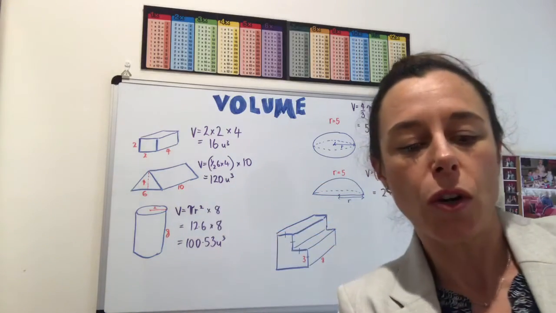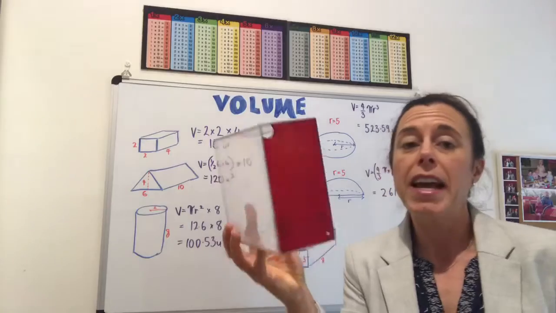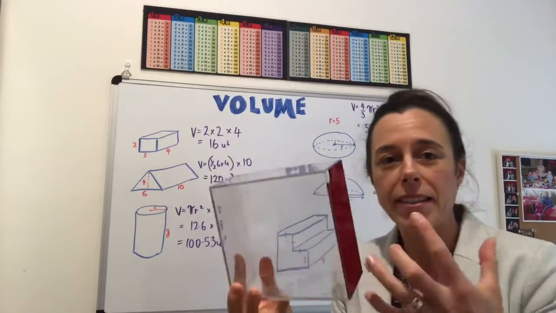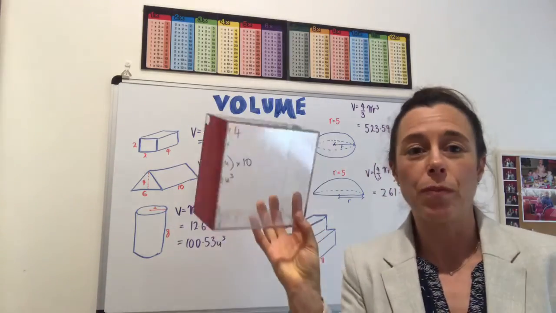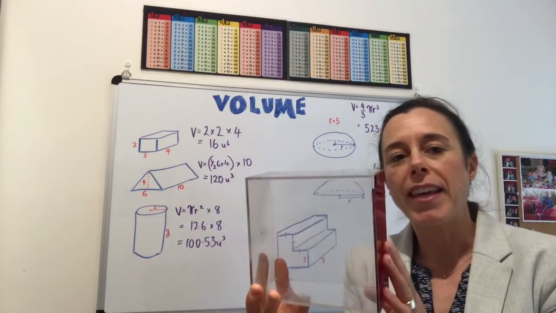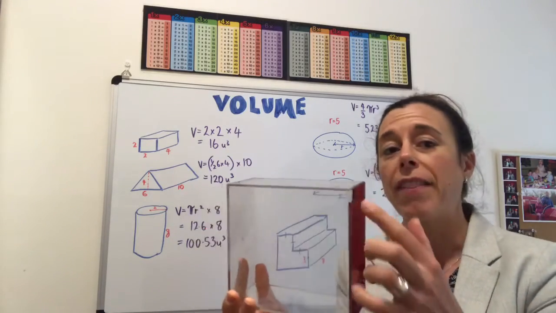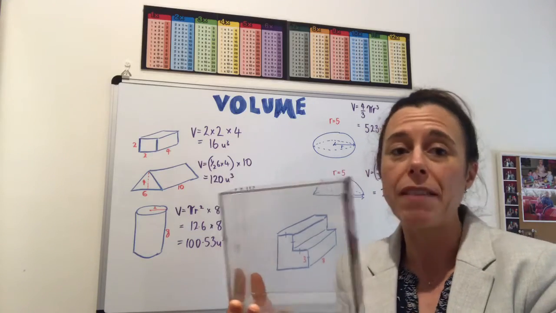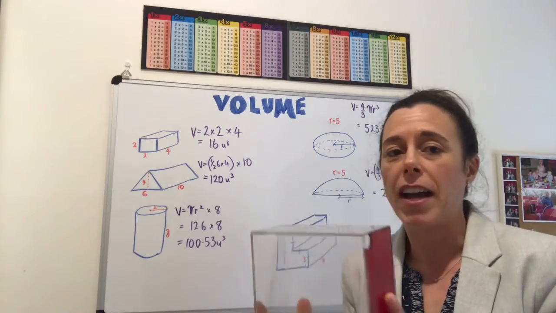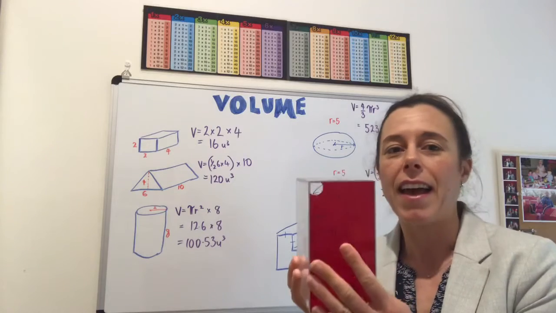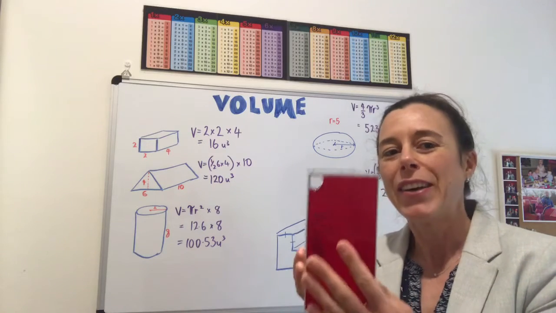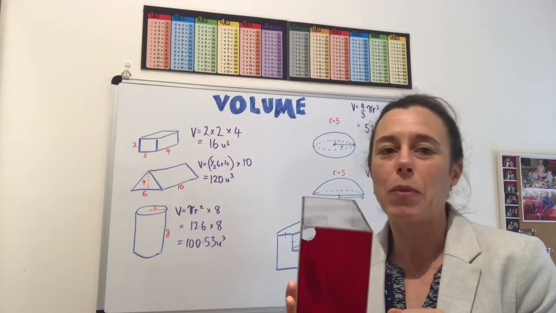Okay, moving on to the volume, and the volume is the space contained within a three-dimensional object. So when we're thinking about volume, we are thinking about a three-dimensional shape, and therefore we need to multiply three factors together to find the space inside our three-dimensional shape. Okay, so we're going to look a little bit more at that.